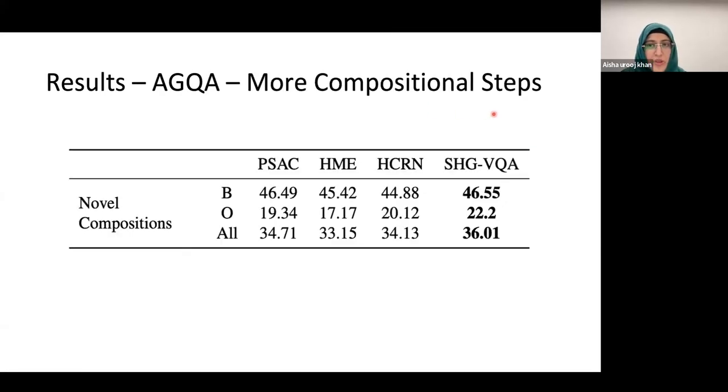For this challenge of more compositional steps, for the novel compositions, where we are saying that there are two different concepts which were never seen during the training, we see that we had a better performance. The open-ended questions were more challenging for the novel compositions compared to the binary questions.